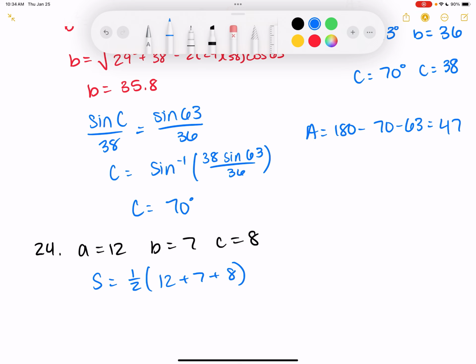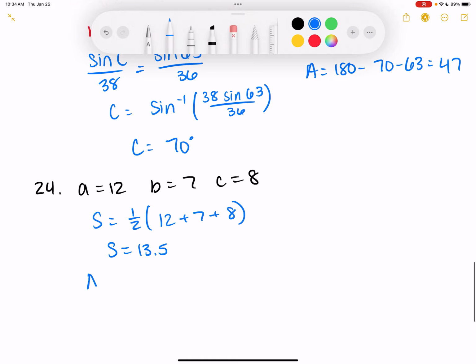Now, obviously, it works out really nice when it's an even number because then it makes a nice even number. But otherwise, it's just going to be something point 5. So this is what, 27, so 13.5, I think. For that.